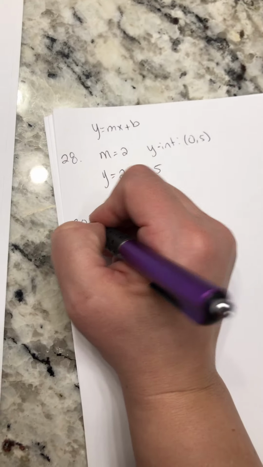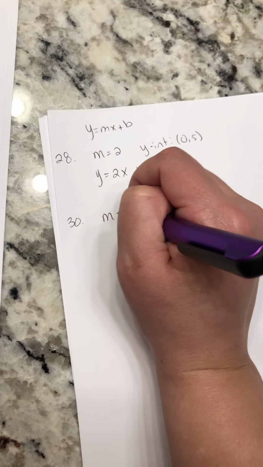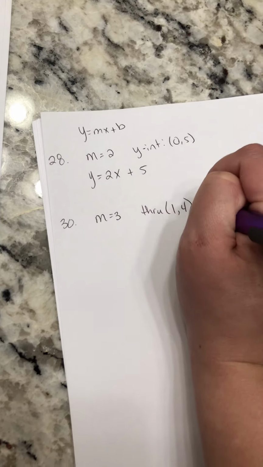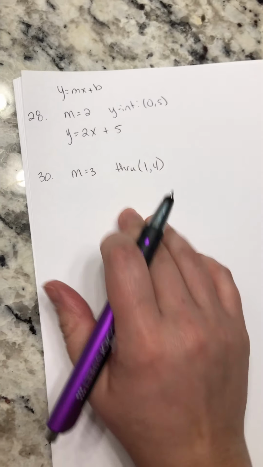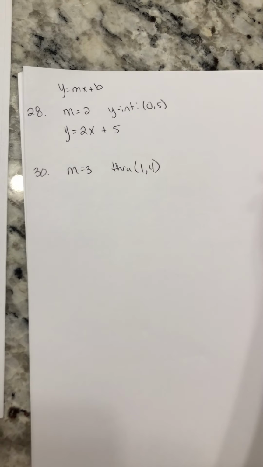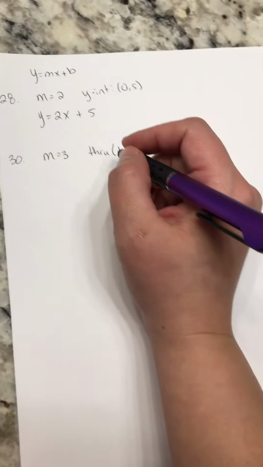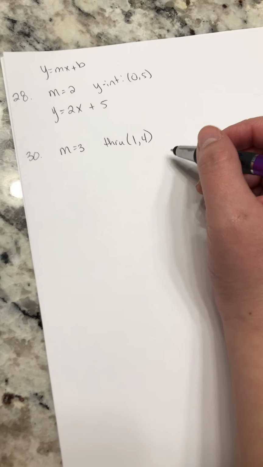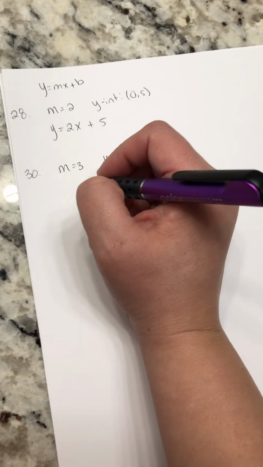Now, if it tells me instead that my slope is 3, and it has to go through (1, 4). So now I don't have my y-intercept. I have my slope, but I don't have my y-intercept. So there's a couple ways to do this. I did it using point-slope form, and I didn't think about the other way until just now.